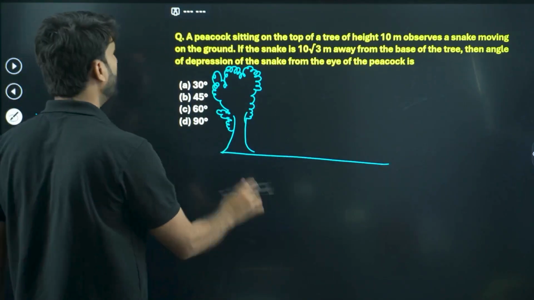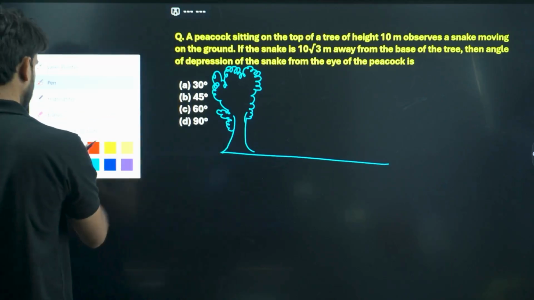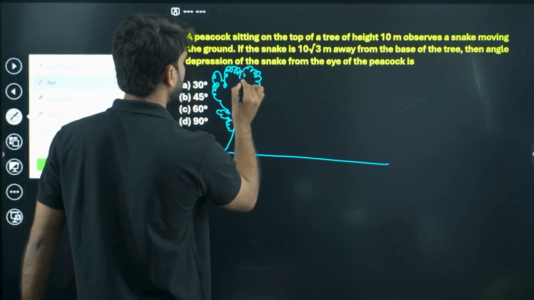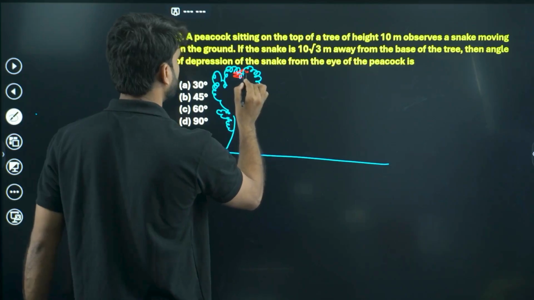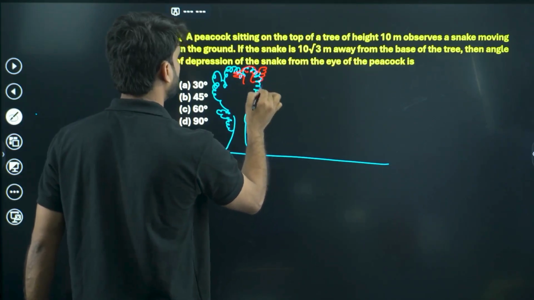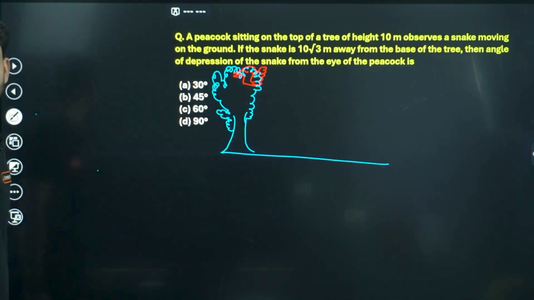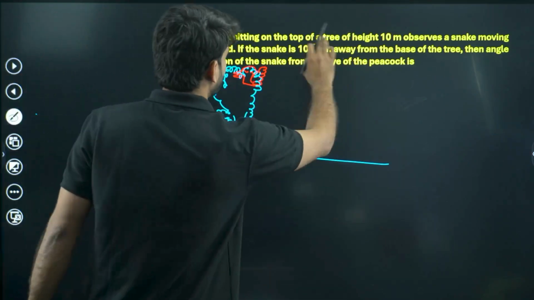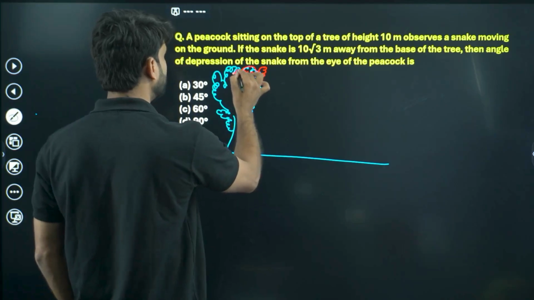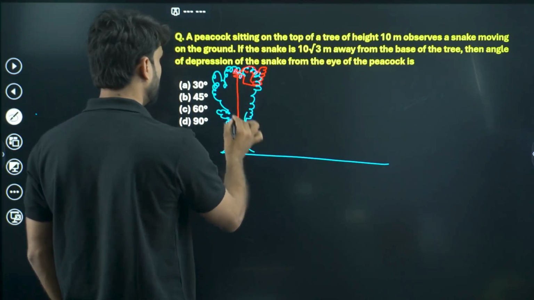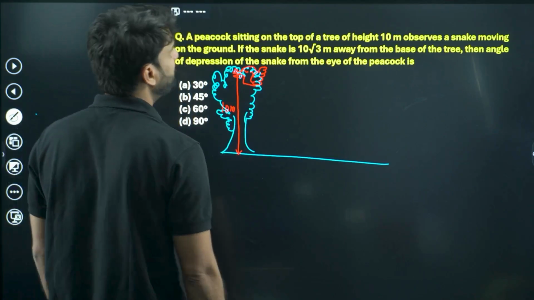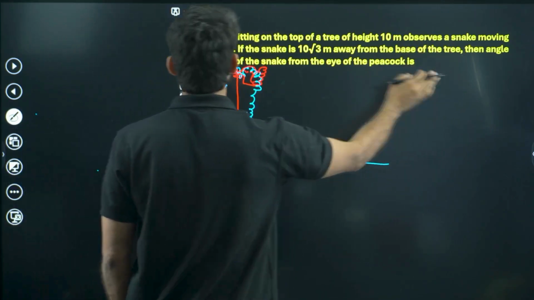Okay, so a peacock. Let me draw a peacock using another color of pen. Okay, so here is a peacock. Peacock is here of red color. Okay, a tree of height 10 meters. So the height of the tree is, my dear lovely students, this is tree of height 10 meter. Okay, 10 meter. Observes a snake moving on the ground.